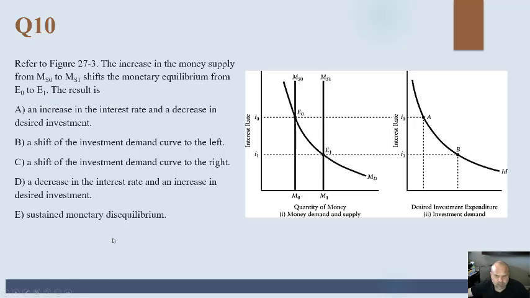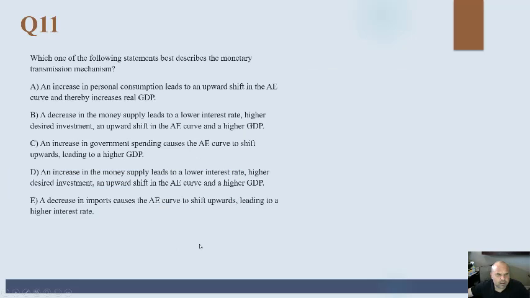Hit pause. Okay, well, when the money supply increases, that's going to push down the interest rate, and that will increase investment. We will move along the investment demand curve. And so the correct answer here is D. Which one of the following statements best describes the monetary transmission mechanism? Okay, hit pause. Okay, we're back. So here the correct answer is D.